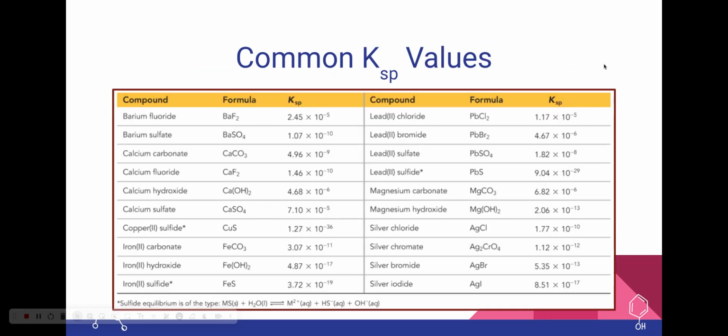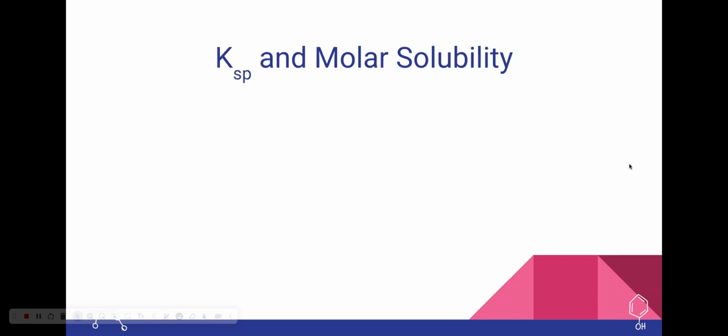Okay, so some common Ksp values are included on the sheet here. You'll notice that most of these are from our solubility rules, the compounds that were in fact insoluble, with their respective Ksps. You'll notice that all the Ksps are less than 1 because according to the solubility rules, they were in fact insoluble, so this indicates that that's very much going to be true. But again, how much of this salt can actually dissolve in solution?